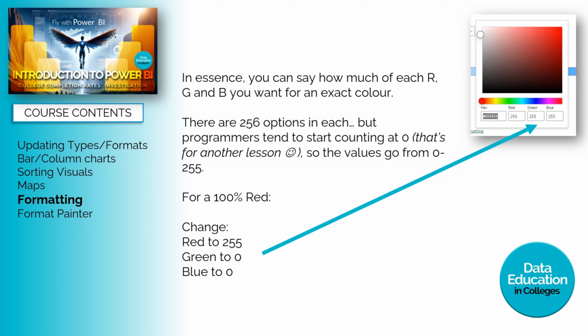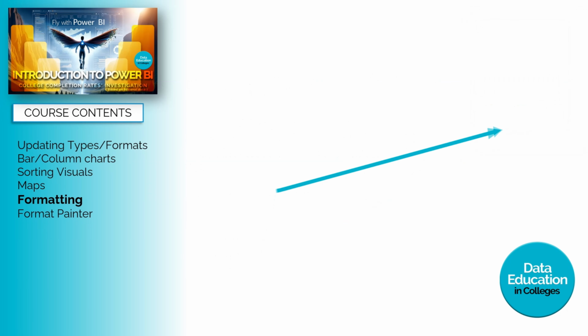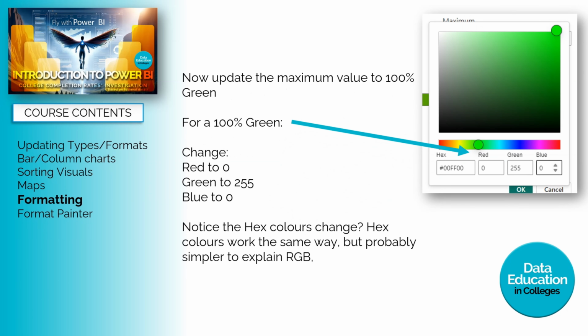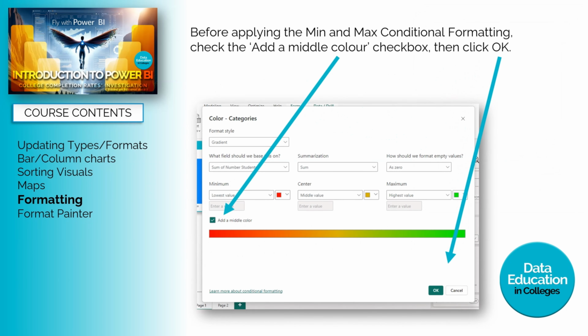We then want to update maximum to 100% green. So in that case, 0 red, 255 green, and 0 blue. And as it says there, see the hex colours are changing. Well, we'll cover that in a different lesson, but it works the same way. RGB is a little bit simpler to explain. Click Add a Middle Colour, press OK.